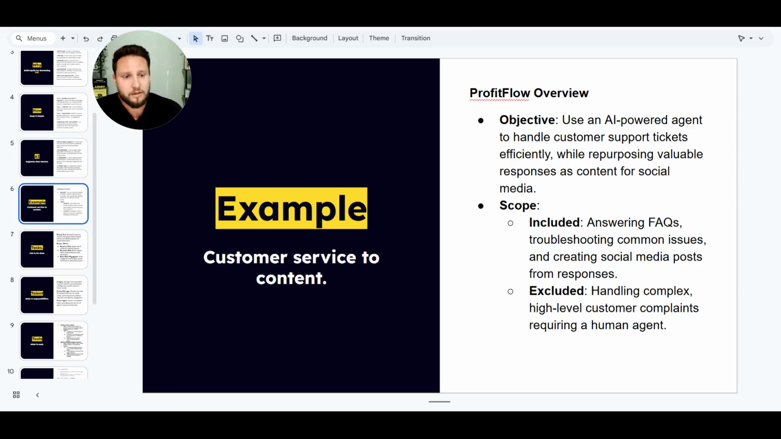Super cool, right? Now, an example. Let's get into an example of what a profit flow may look like. And this is something that we're actually seeing folks use today. So historically speaking, customer service, right? Customer service is a great ascension tool, right? So we're trying to retain and ascend, retain and then be able to upvalue clients.